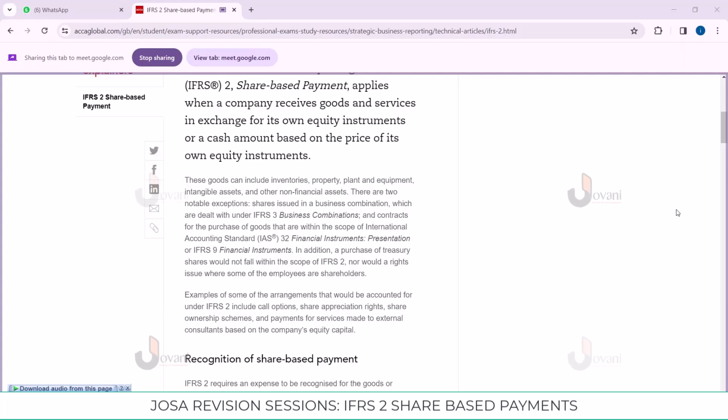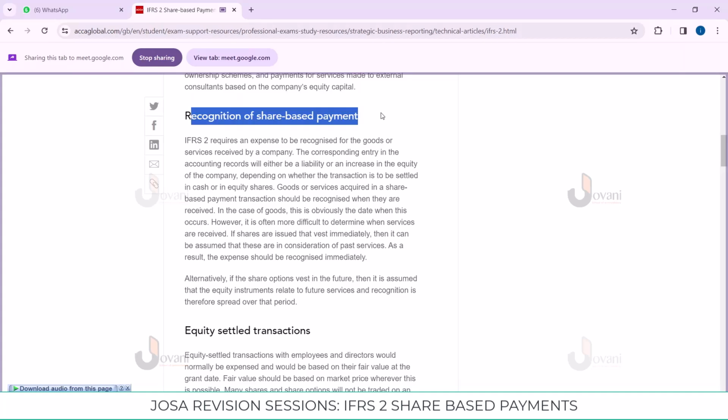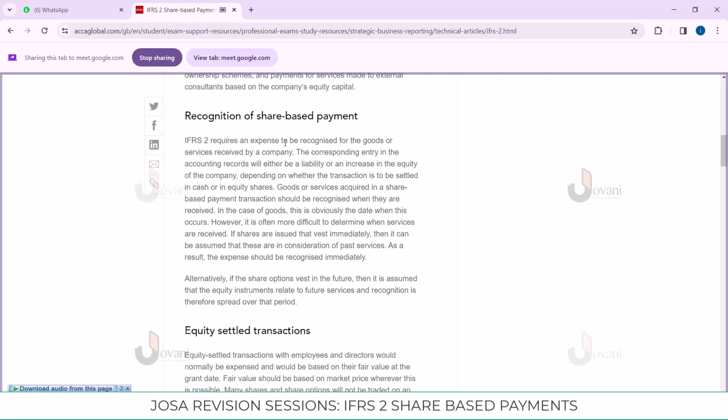So what is the recognition of share-based payments? The standard says IFRS 2 requires an expense to be recognized for the goods or services received by a company. If you receive goods or services, then you should recognize an expense. And then they are telling us that the corresponding entry in the accounting records will either be a liability or an increase in the equity of the company, depending on whether the transaction is to be settled in cash or in equity.